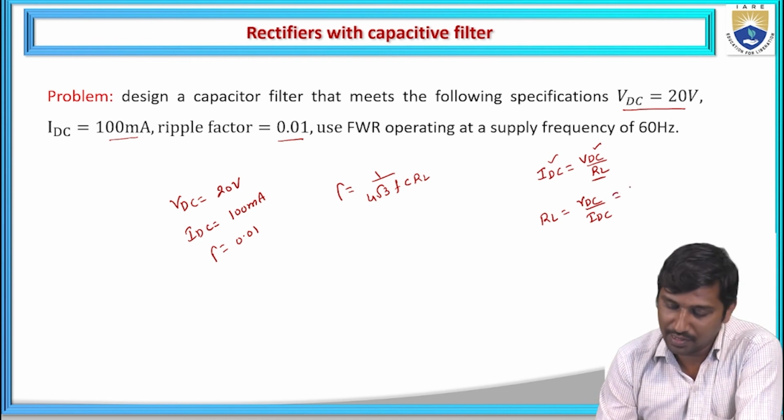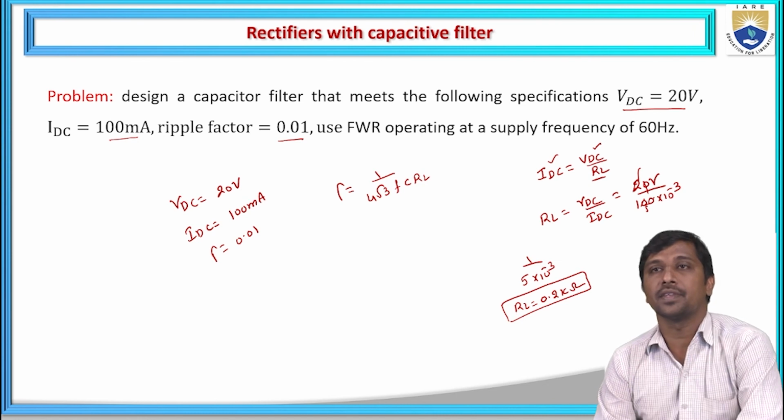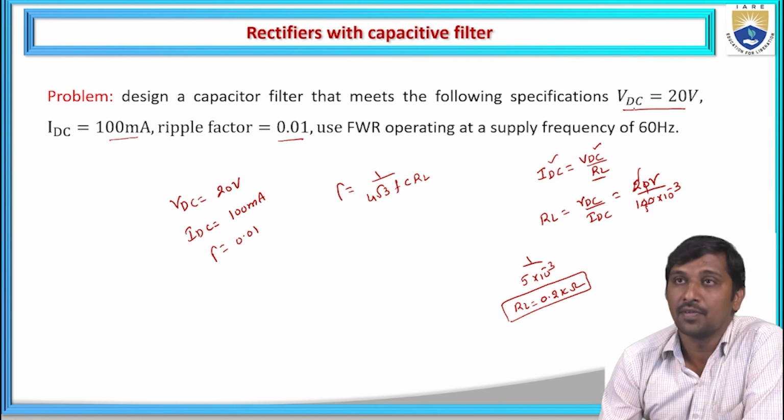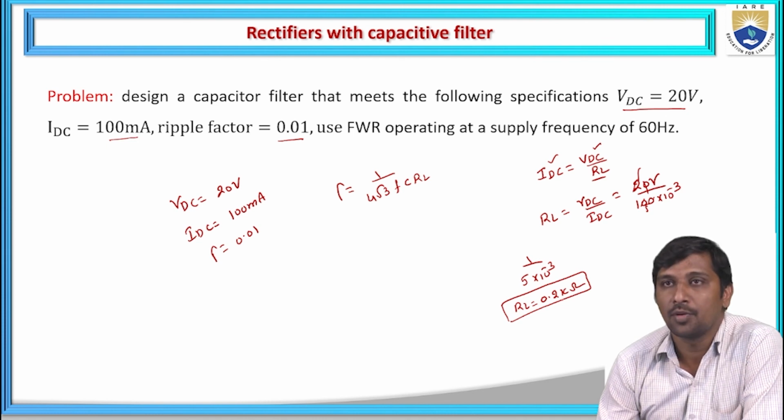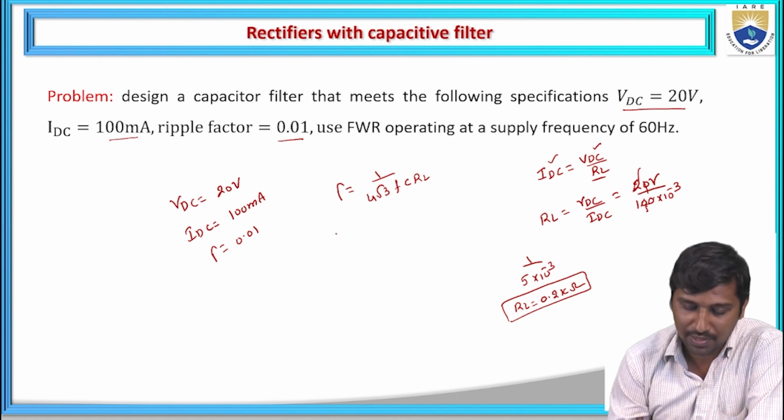Hence VDC is 20 volts divided by 100 into 10 to the power minus 3, which is 1 by 5 into 10 to the power of minus 3, so RL is equal to 0.2 kilo ohms. Based on the given specifications, we observed that the RL value is 0.2 kilo ohms. Now we need to calculate the capacitance. What is the formula? The ripple factor is 1 by 4 root 3 F into C into RL.